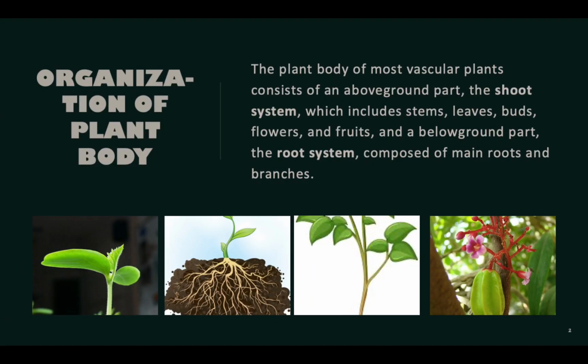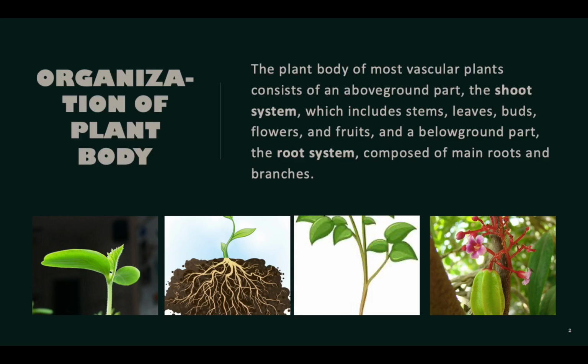The plant body of most vascular plants consists of an above-ground part, the shoot system, which includes stems, leaves, buds, flowers, and fruits, and the below-ground part, the root system, composed of main roots and branches. The above ground and below ground parts consist of plant cells and tissues.